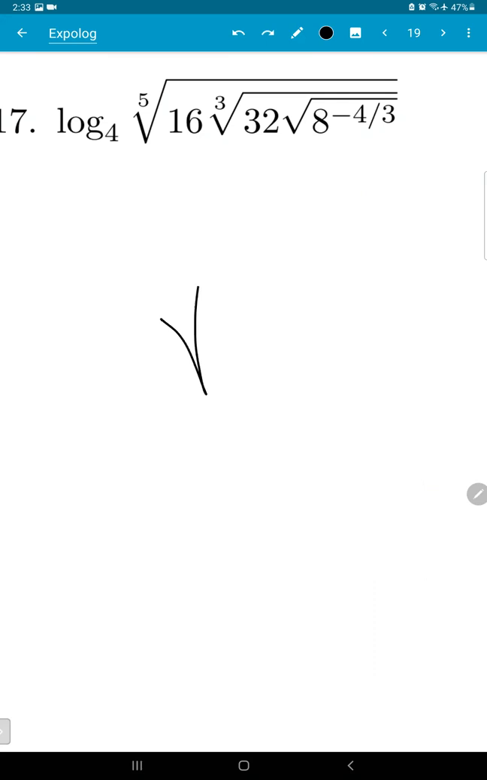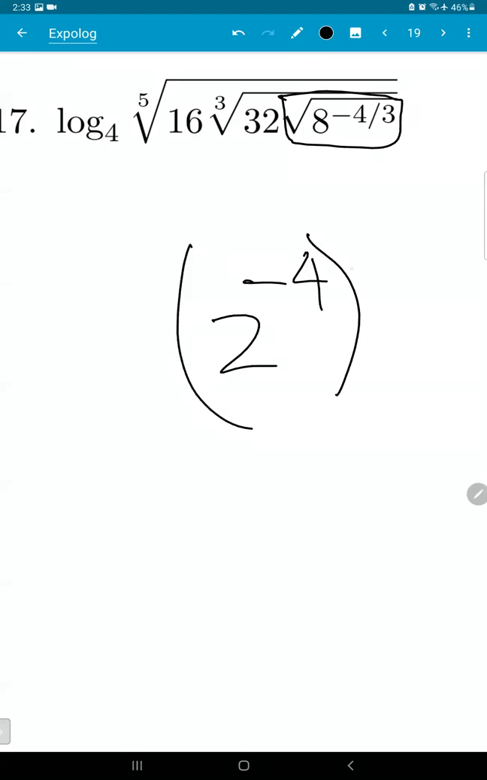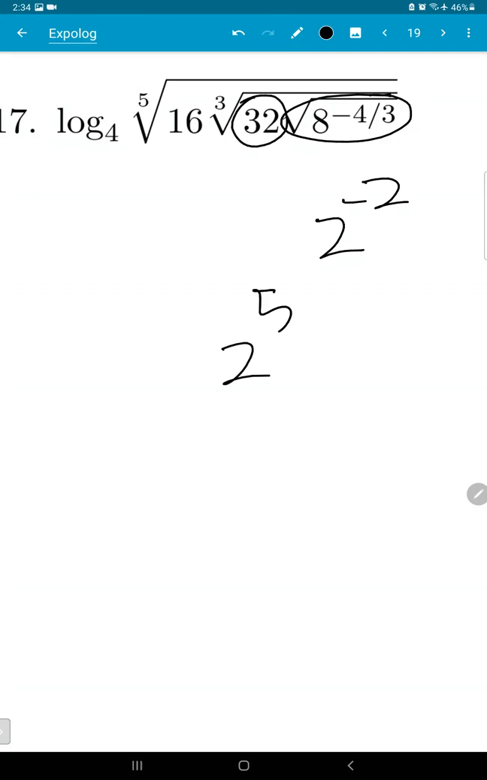Then you take the square root. Okay, 2 to the negative 4 yung nasa loob. Square root of that. That's raised to 1/2. And then you multiply. That's negative 2. Then we move out. Times 32. 32 is 2 to the 5.